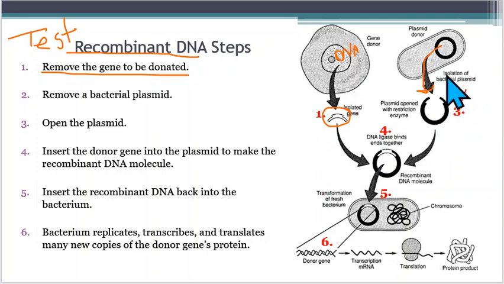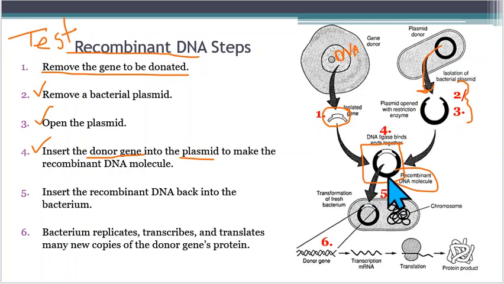You have to remove the plasmid of the bacteria. That's step two, just removing it, isolating it, pulling it out so you can open it up later. So this is step two, opening it. That's step three. That's these two parts here. Insert the donor gene into the plasmid. So this is a recombinant DNA molecule. There's the word right there. It's a plasmid with a new DNA gene from another organism inserted.